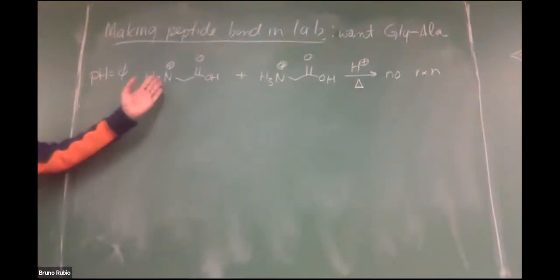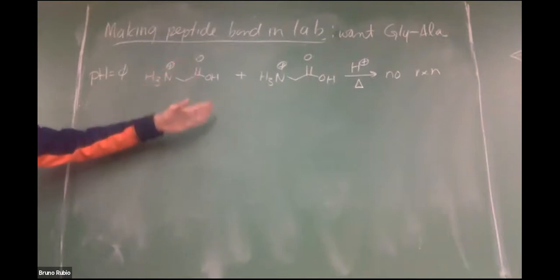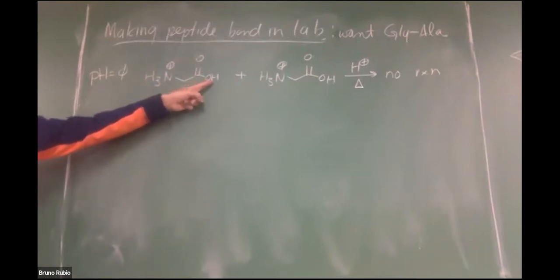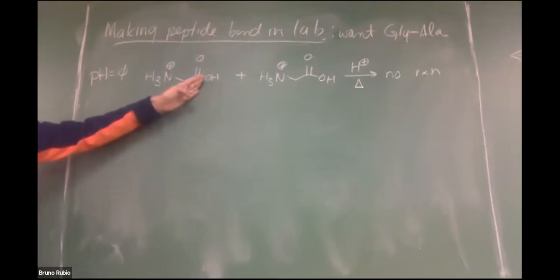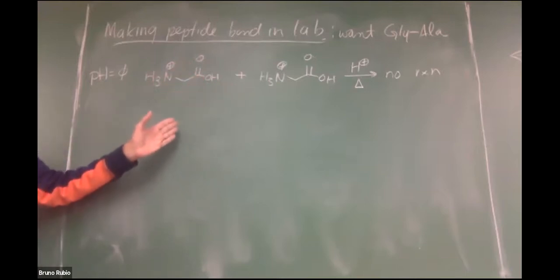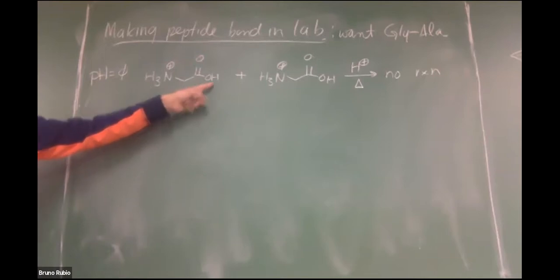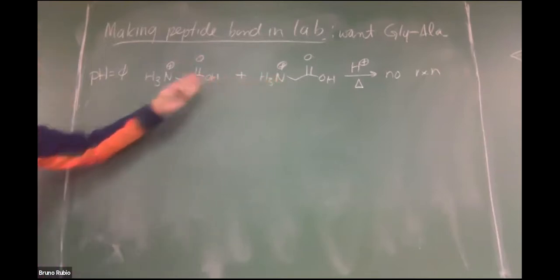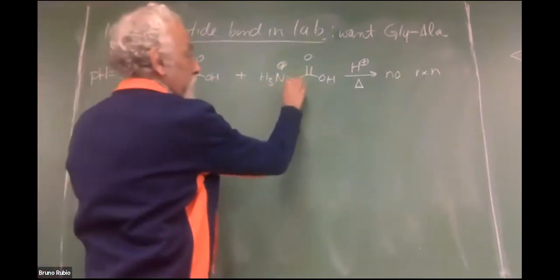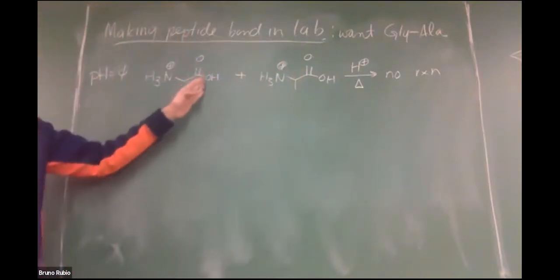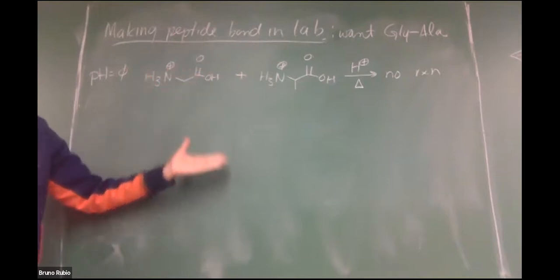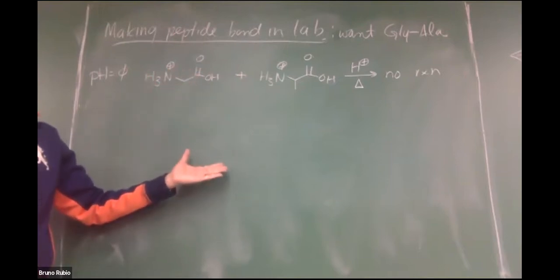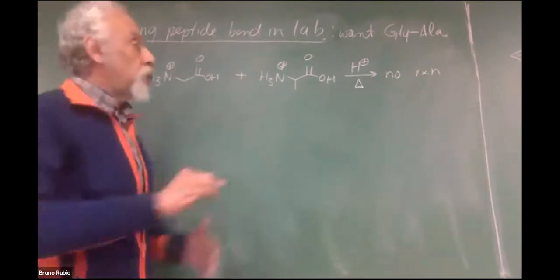And that is because I want an acyl substitution. I want this OH to go away, and I want it to be replaced by the incoming nucleophile. This is supposed to be alanine, which has a methyl group here. I want this OH to go away, and I want this nitrogen to come in. But that's not going to happen at pH 0. And nothing at all is going to happen.